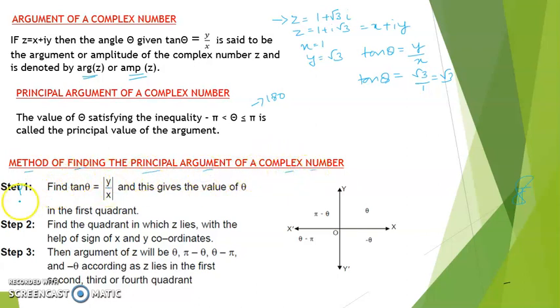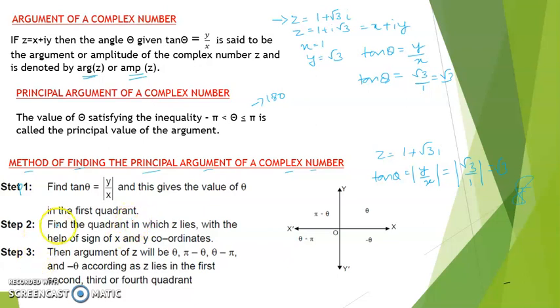Step 1, find tan theta is equal to mod of y by x. As I told you, here z is equal to 1 plus root 3i. So what is the first step? Tan theta is equal to mod of y upon x. These bars denote the mod. What is the value of y? Root 3. What is the value of x? 1. Take the mod, which is equal to root 3. This gives the value of theta in the first quadrant.